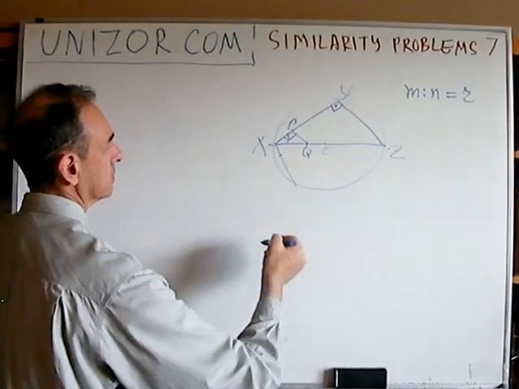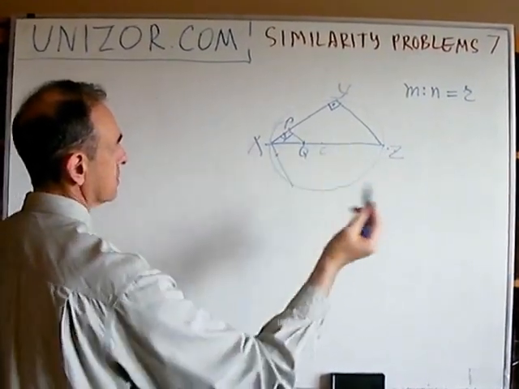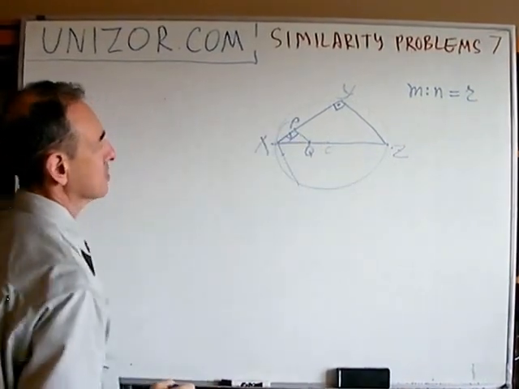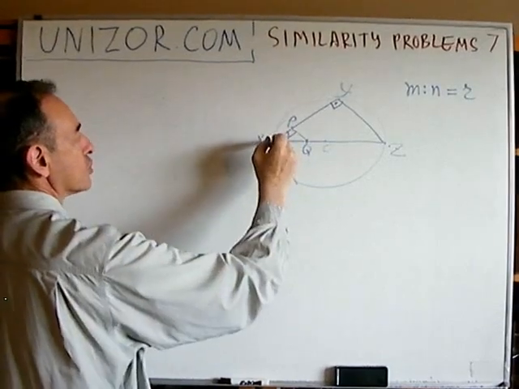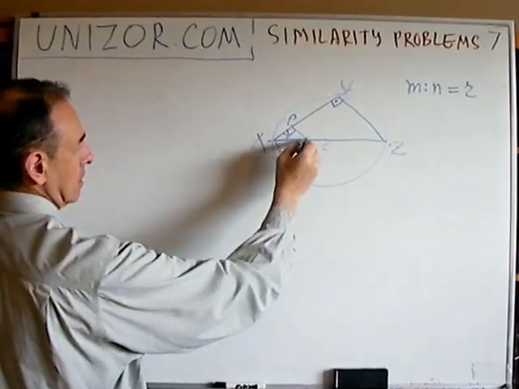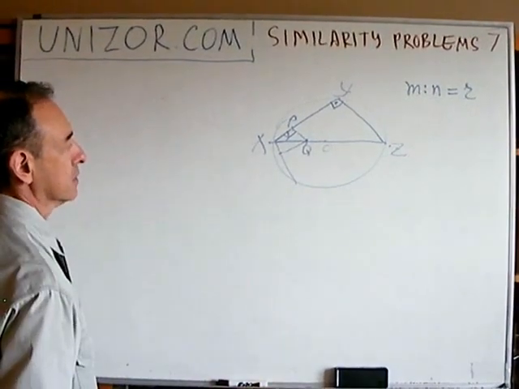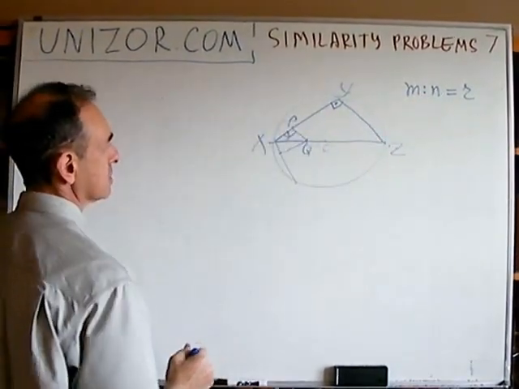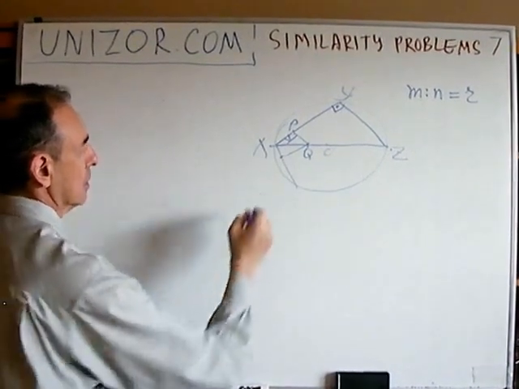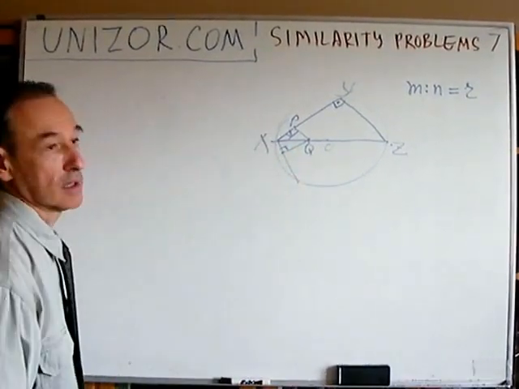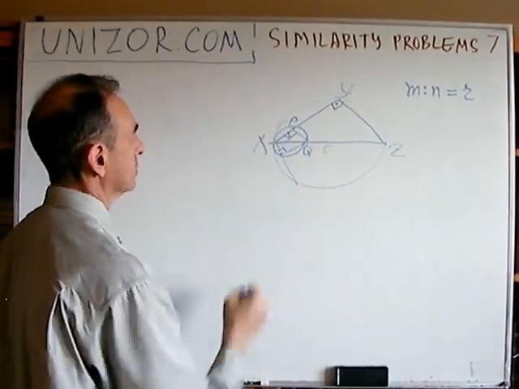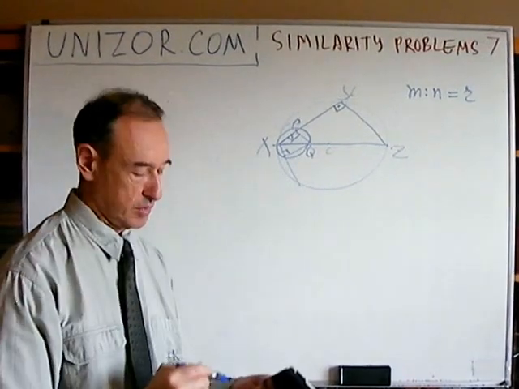Inscribed angle in a circle, so it's 90 degrees. Therefore, this angle is also 90 degrees. So no matter which chord I take, if I connect the point Q on the diameter, which divides the diameter in this ratio, with this point, which divides this chord in the same ratio, this angle would be the right angle. Which means the locus would be a circle around XQ as a diameter.